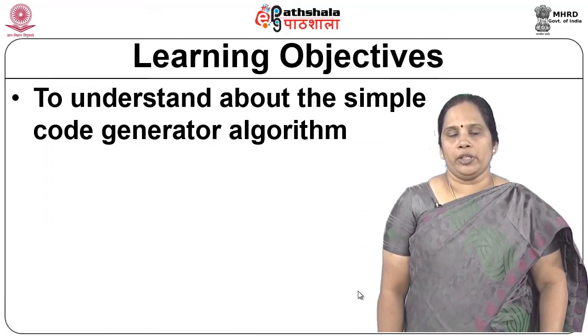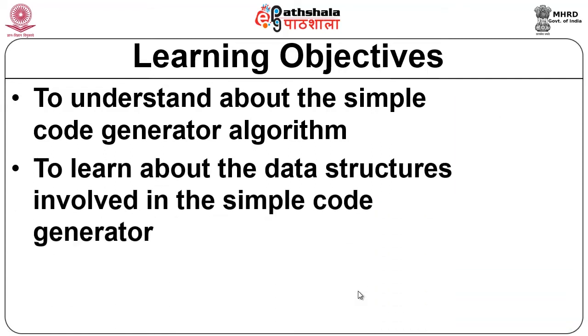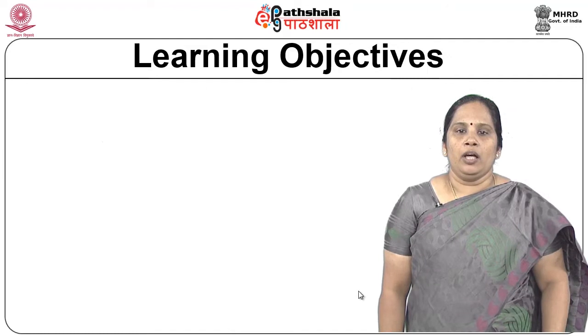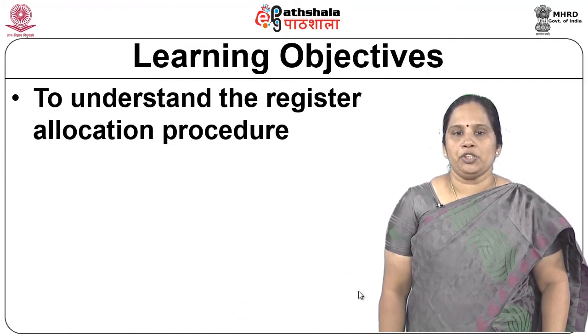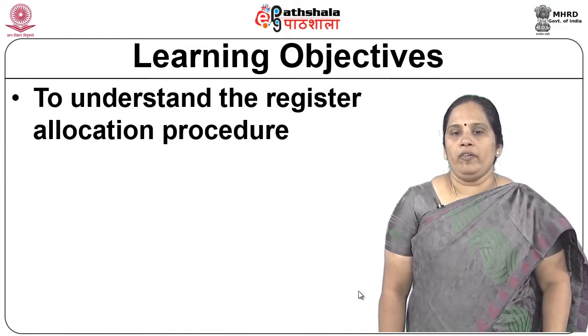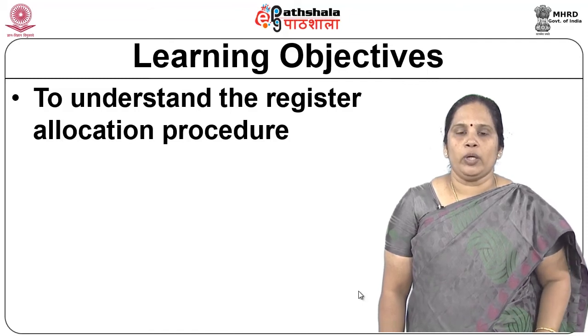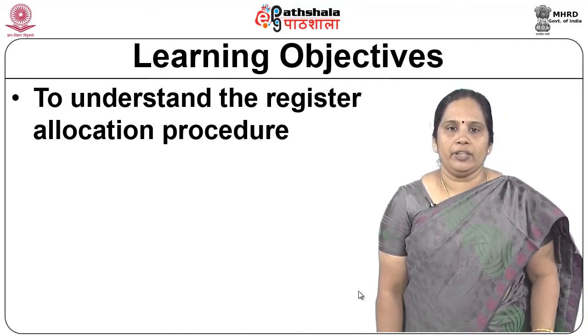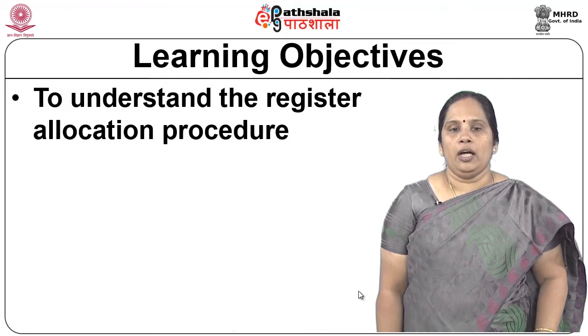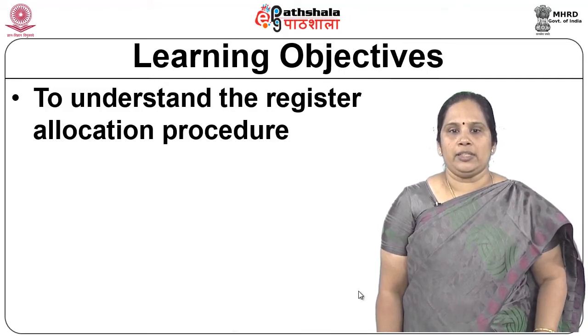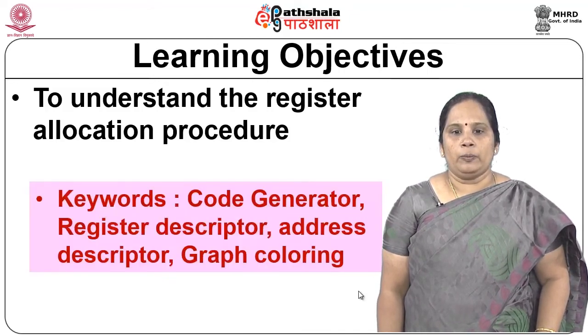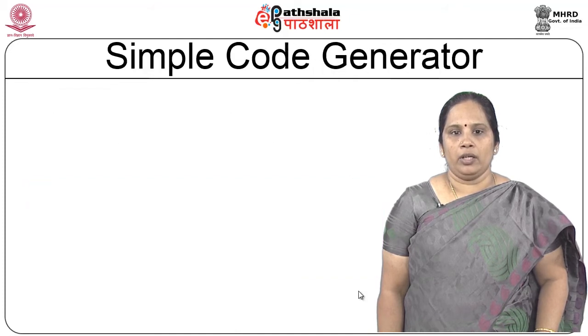about the simple code generator algorithm, to learn about the data structures involved in the simple code generator, and then to understand the register allocation procedure, where we will be discussing two ways. One is based on the interference graph, the other one is based on the use statistics. So these are the keywords.